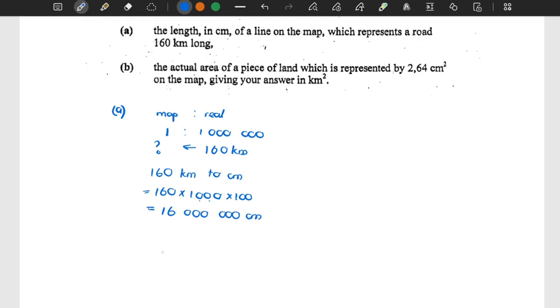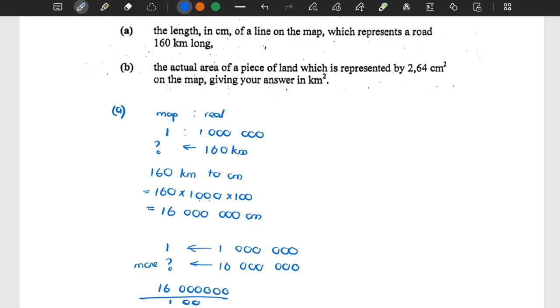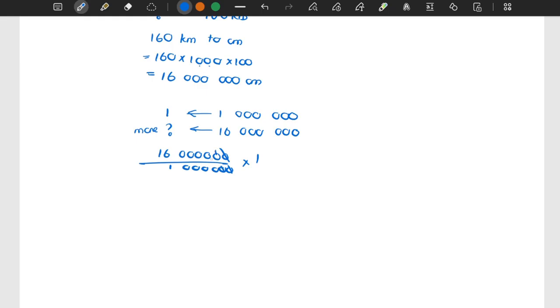And then we go back to the proportion to say then 1 is to 1 million in real. What about in reality when we have 16 million centimeters? How much centimeters is that on scale? That's going to be more. So that's going to be 16 million over 1 million times 1. The zeros cancel. And then that's going to be 16 centimeters.